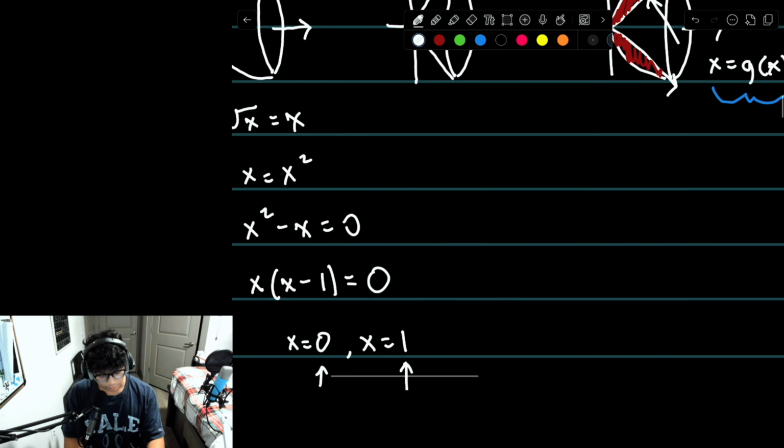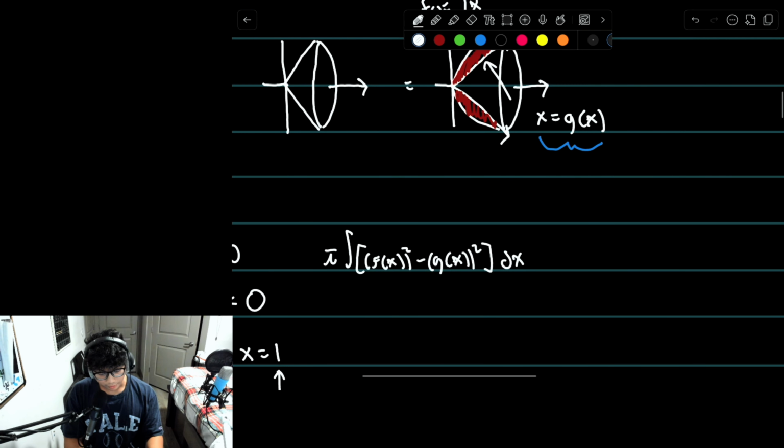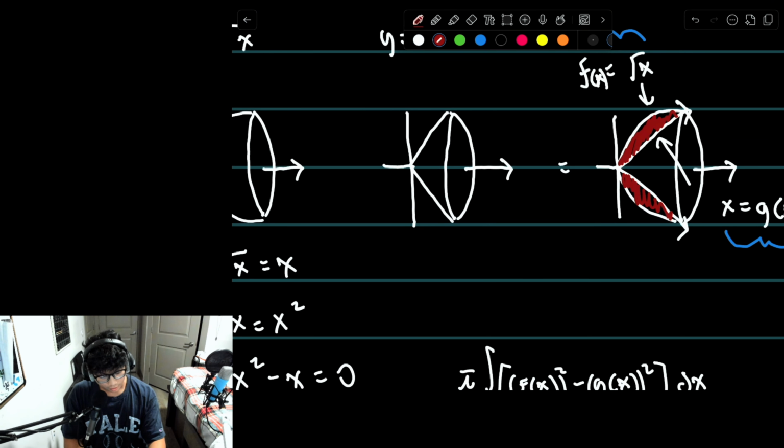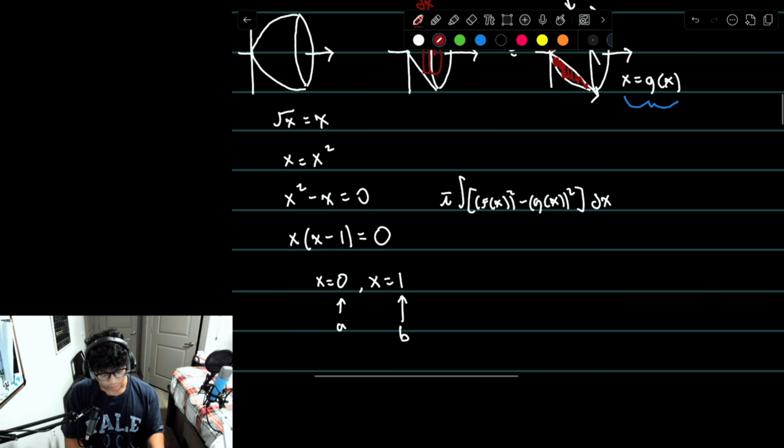And bringing back the equation, let's write it down real quick. Pi times the integral of f of x squared minus g of x squared times dx. And if there's a reminder that needs to be said, just remember that the dx is also known as the width, dx. Now let's plug in what we know.